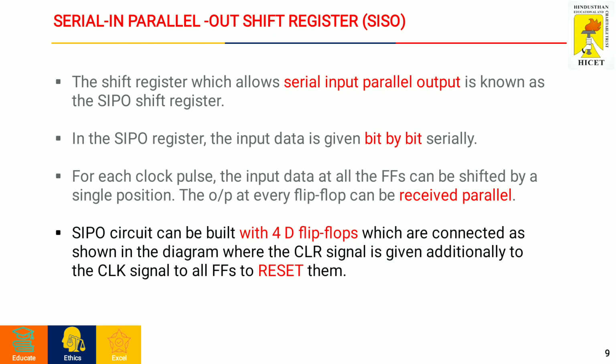For the serial in, parallel out shift register, which allows serial input and parallel output, the input data is given bit by bit serially, and for each clock pulse the input data at all flip-flops is shifted by a single position. So the output at every flip-flop can be received in parallel. An SIPO circuit can be built with 4 D flip-flops which are connected as shown in the diagram, and here a clear signal is given additionally to the clock signal, to reset all the flip-flops.